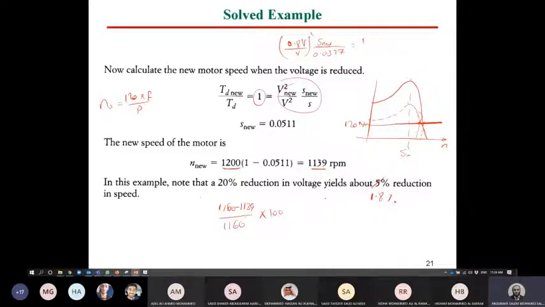It's not even 5. Or maybe the author would like to refer that you have a maximum 5% reduction in speed if you change the voltage by 20%. This is not for this problem. It may be meant for a general or any other motor. You have a maximum of 5% reduction in speed with 20% reduction in voltage. However, here in our problem we have only 1.8% speed reduction.